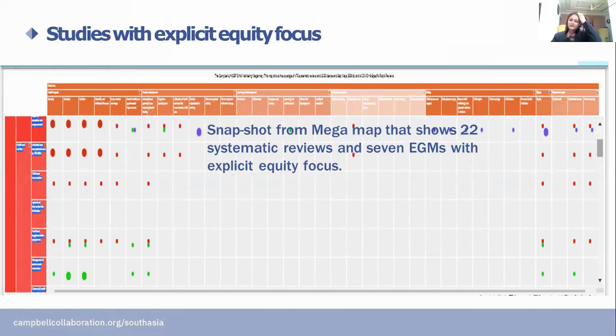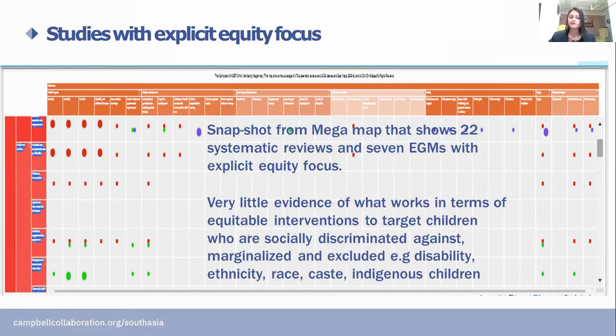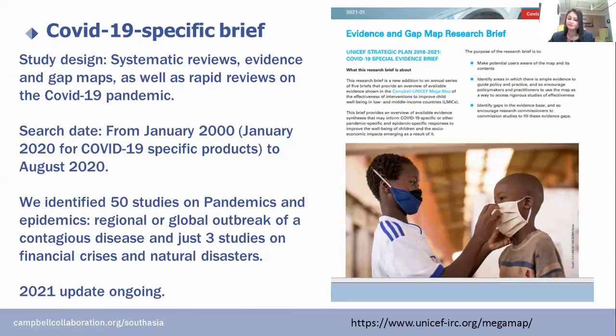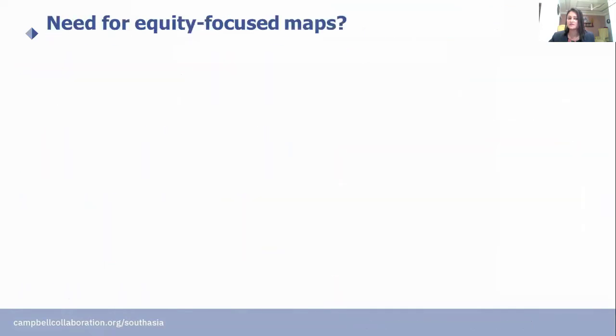Like I mentioned, we went ahead and did the explicit analysis based on equity. We identified 22 systematic reviews and 7 EGMs that were explicitly focusing on equity in terms of people with disabilities, or depending upon ethnicity, race, and caste, and of course indigenous children. This was the COVID-19 specific brief, where we identified 50 studies on pandemics and epidemics, and 3 studies focusing on financial crisis and natural disasters. The 2021 update is ongoing.